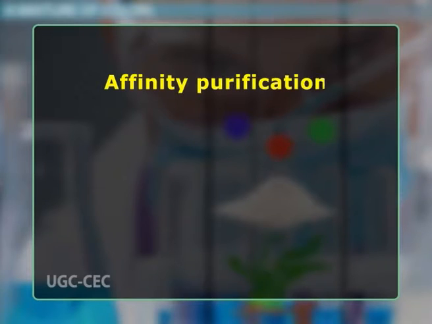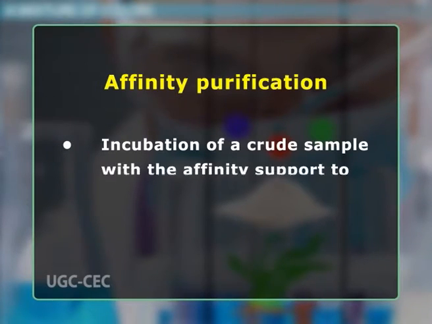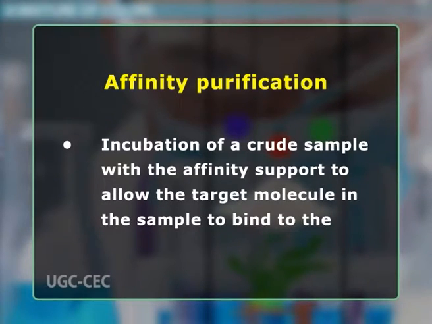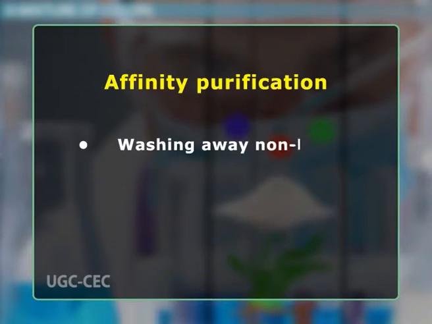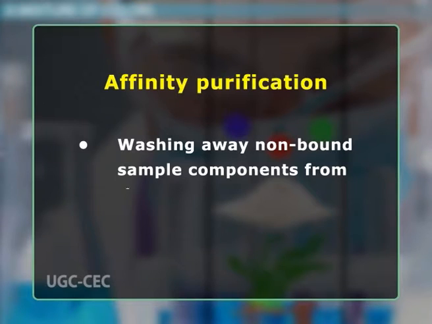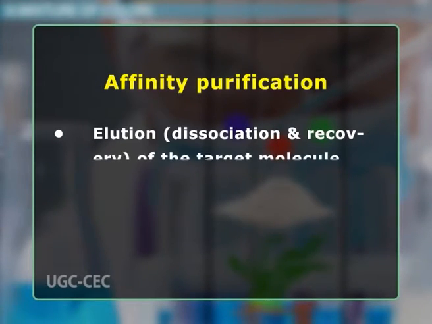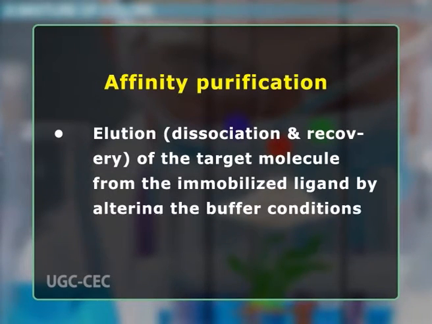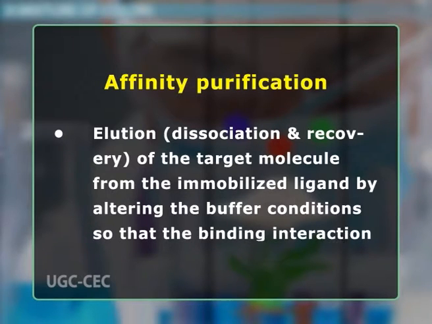Affinity purification involves three main steps. Number 1: incubation of a crude sample with the affinity support to allow the target molecule in the sample to bind to the immobilized ligand. Number 2: washing away non-bound sample components from the support. Number 3: elution, dissociation and recovery of the target molecule from the immobilized ligand by altering the buffer conditions so that the binding interaction no longer occurs.